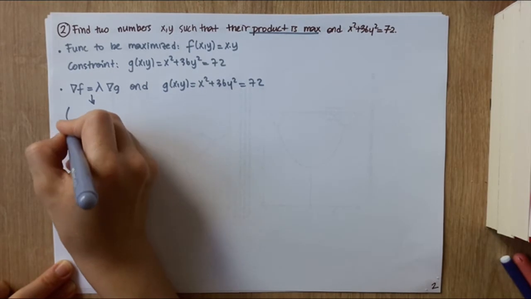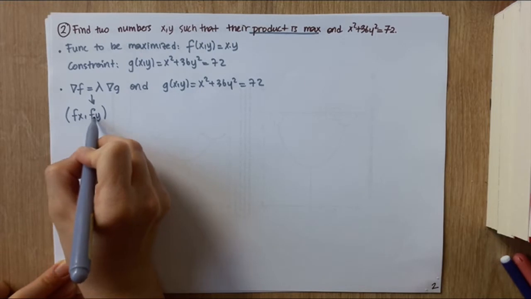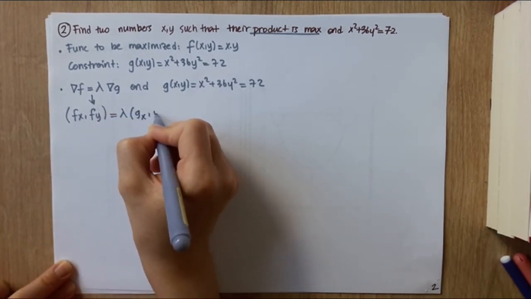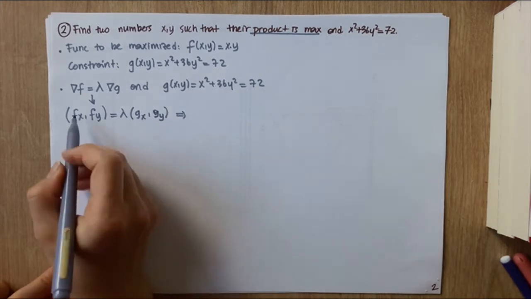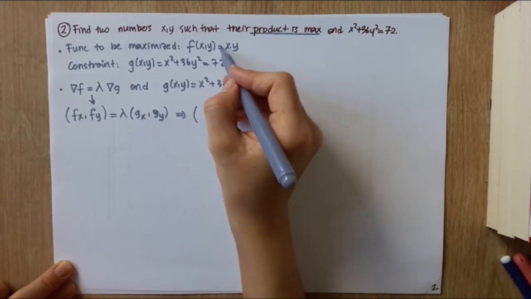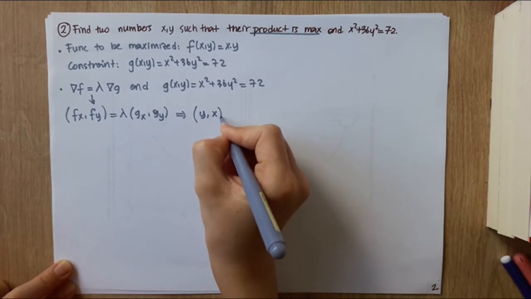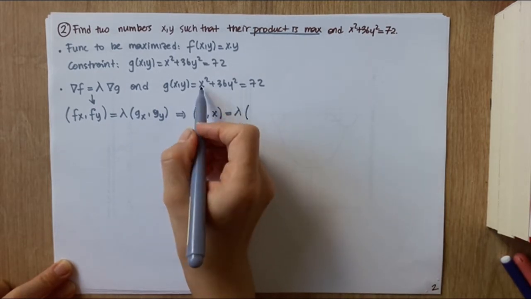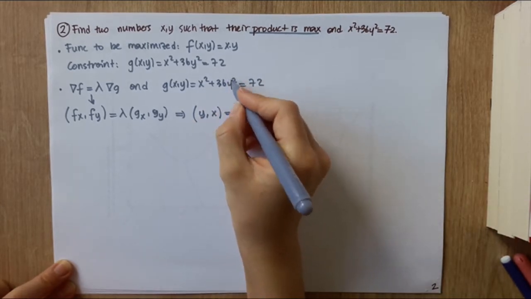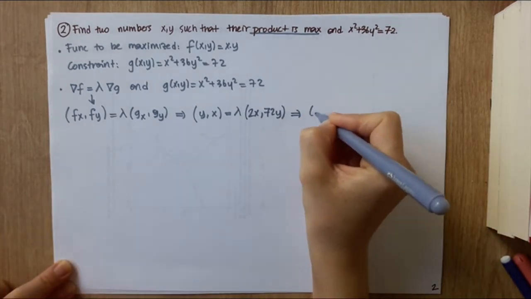From here we have the first partial derivatives of f with respect to x and y equals lambda times the partial derivatives of g with respect to x and y. So let's calculate f sub x and f sub y. Here the partial derivative of this multiplication with respect to x is y and with respect to y is x. And here the derivative with respect to x is 2x and the derivative with respect to y is 72y. So we have the following equations.